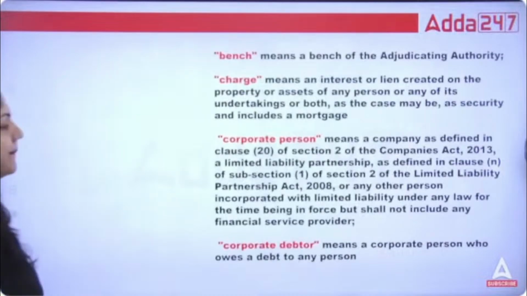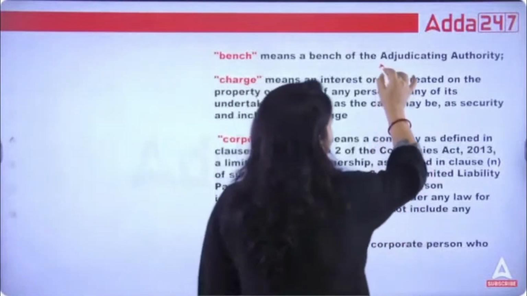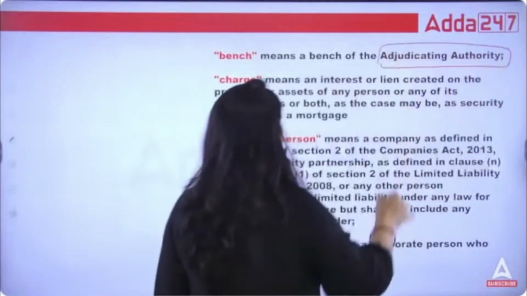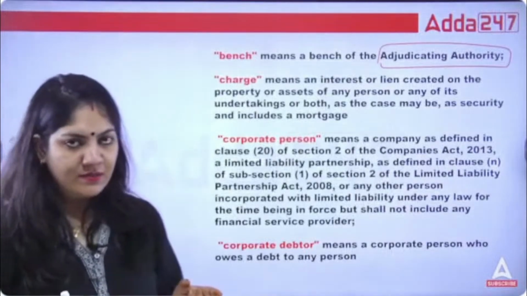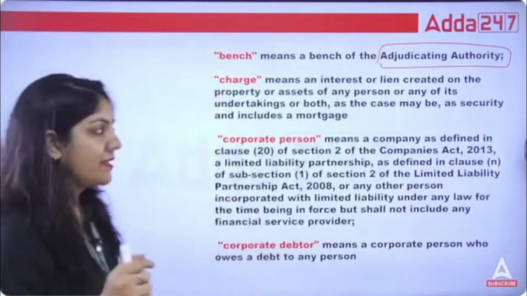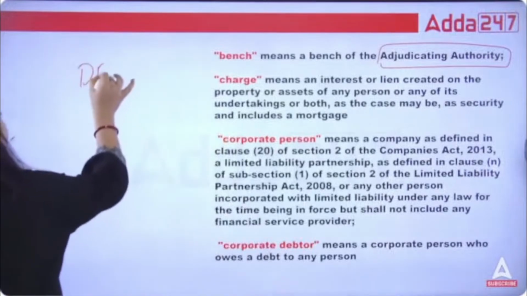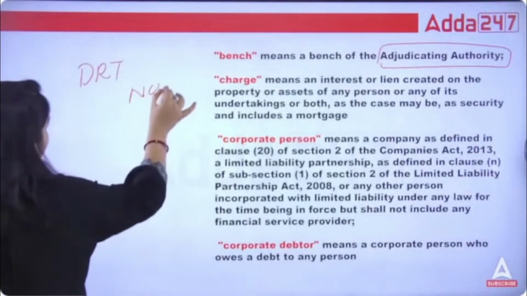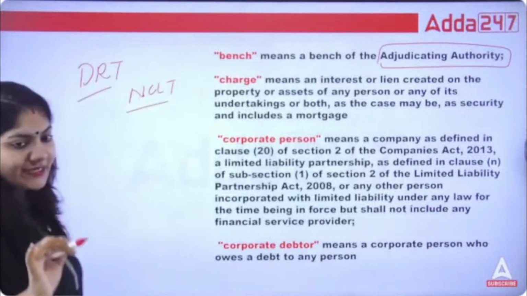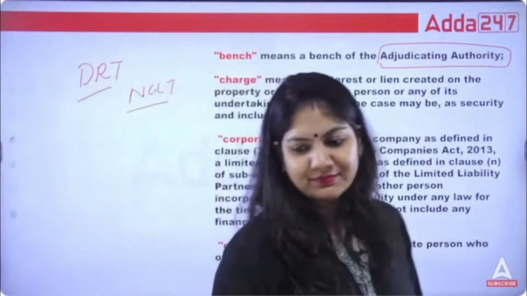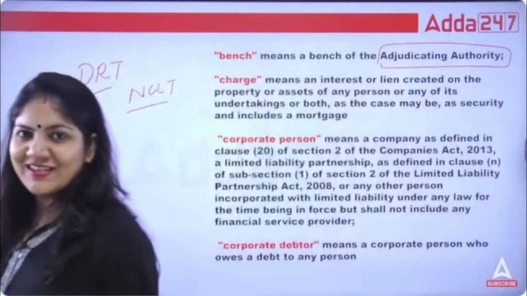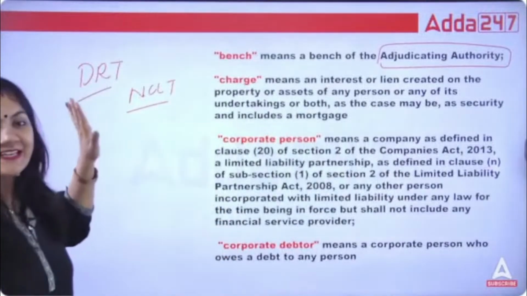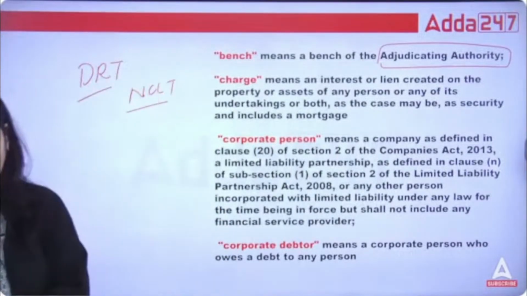What is bench? Bench includes the adjudicating authority. This is called bench. Because in insolvency and bankruptcy matters, what are the adjudicating authorities? DRT and NCLT. These are the adjudicating authorities under this. Excellent, ma'am. So under the Insolvency and Bankruptcy Code, DRT and NCLT are the adjudicating authorities.